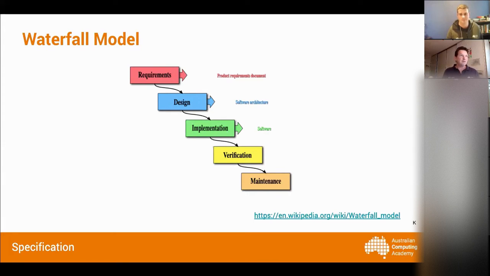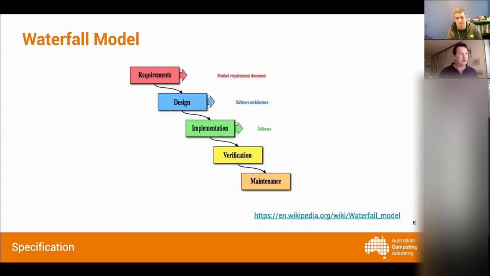When we did specification, you would probably have heard about the Waterfall Model. That's a very big classic, where you start with the requirements analysis, and after that is done, you move into the design phase. When that's done, you move into implementation, and from there you verify, and you move the whole project into maintenance.